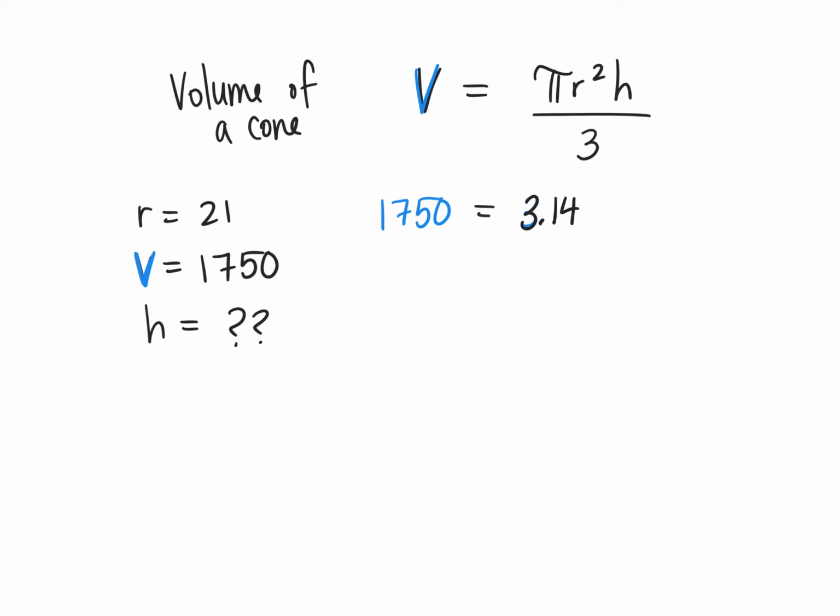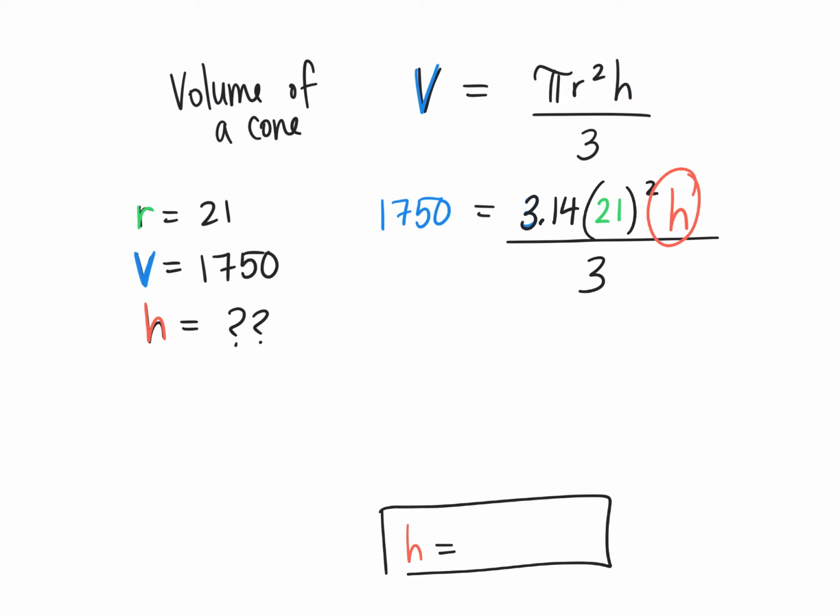So I'm going to write 3.14 times radius squared. Do we know the radius? Yes, we're told that the radius is 21. So I'm going to write 21 squared times height. Do we know the height? No. We have to figure out the height. And of course, if we have variables in our question and we have one variable that is unknown, we can rearrange this equation to find out what that unknown variable is. So we're trying to figure out what is the height of this cone.